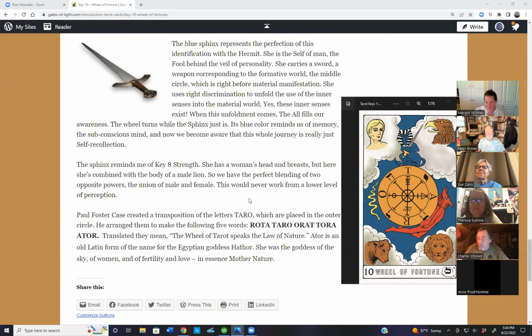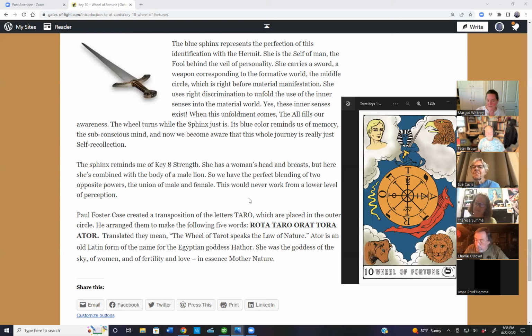So Paul Foster Case created a transposition of the letters TAROT. I love this. This is delightful. They are placed in the outer circle. He arranged them to make the following five words: Rota, Tarot, Orat, Torah, Ator. Translated, they mean the wheel of Tarot speaks the law of nature.